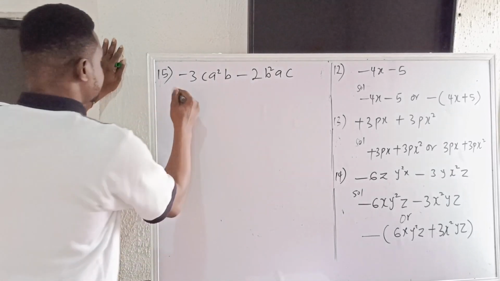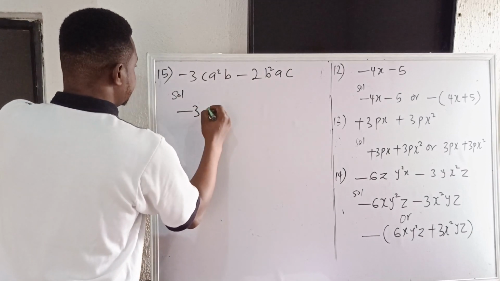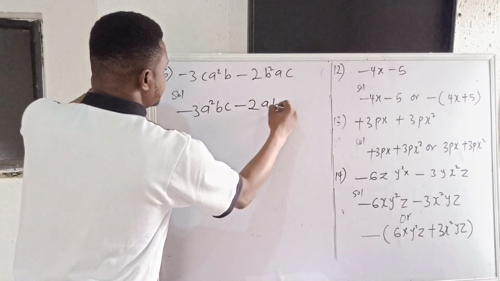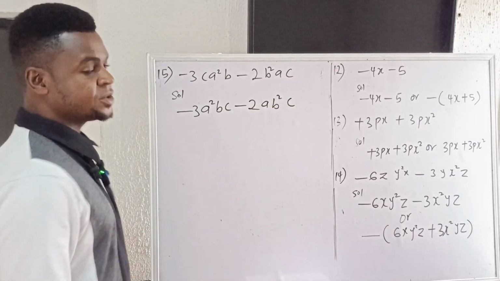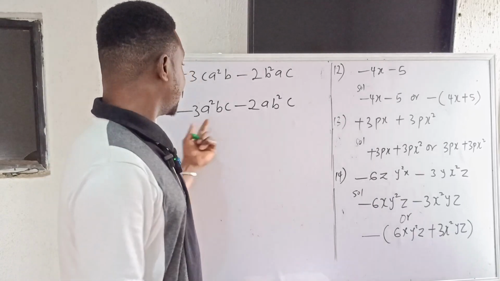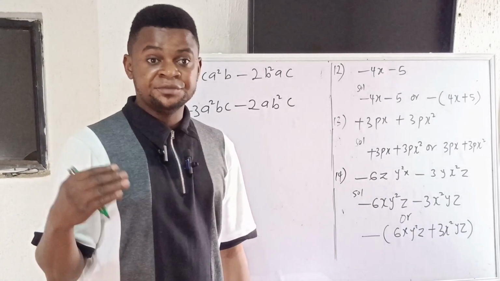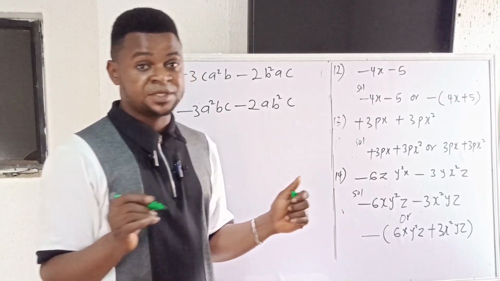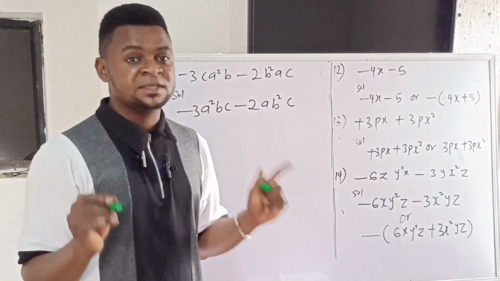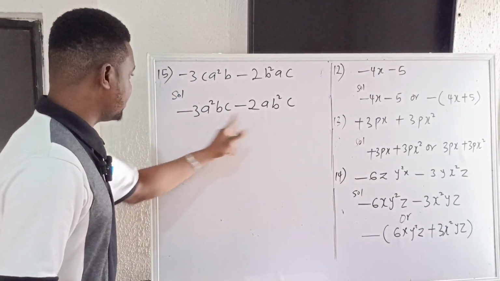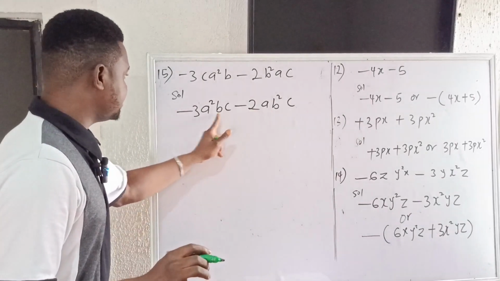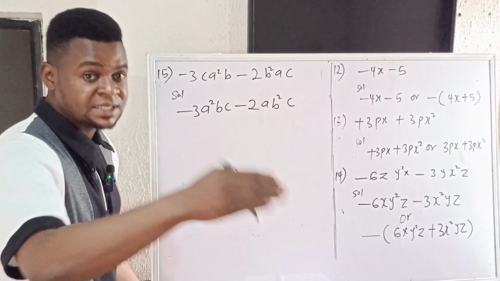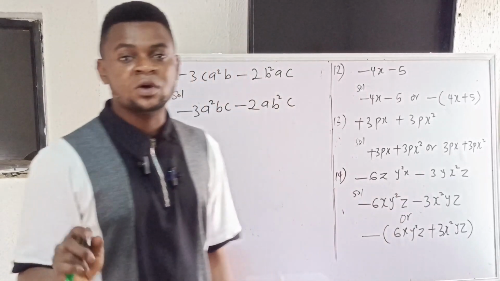So the first thing I will do is to rearrange so that I will have minus 3a squared bc minus 2ab squared c. So this has been arranged in alphabetical order. The next thing for me to do is to find out if the variables are similar, if it's possible for us to add and subtract, because the only time we can add and subtract in algebraic expressions is only when the variables are what? Similar. So that means I'm having a squared, I'm having a, they're not the same. I'm having b, I'm having b squared, also not the same. I'm having c, I'm having c, both c's are the same, but since the rest are not the same, that means the variables are not similar.